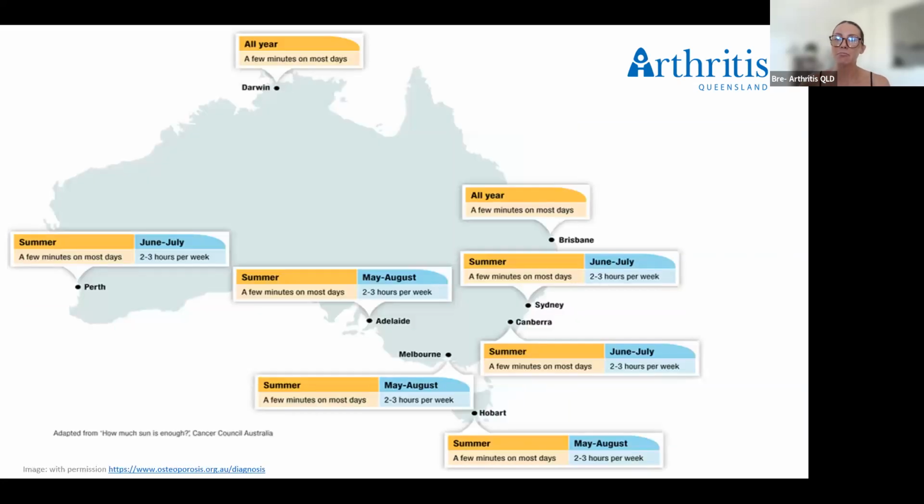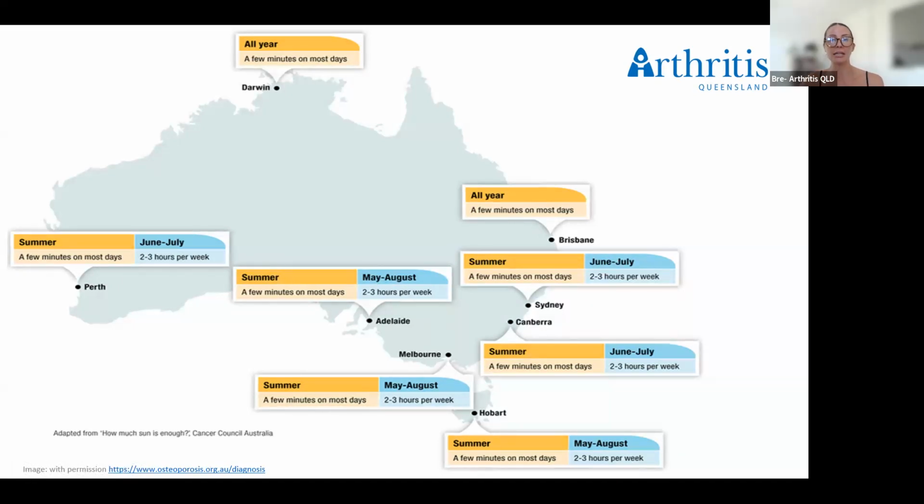As you can see on this map for recommended sun exposure for vitamin D based on location within Australia, people here in Brisbane in Queensland just need a few minutes per day on most days of the week, all year round. In Sydney, people just need a few minutes on most days in summer. And then in winter, so June and July, they need 2 to 3 hours per week. So there's quite a big difference in sun exposure, and you can see that for each of the states. It shows each month, which is the best month to get that vitamin D.